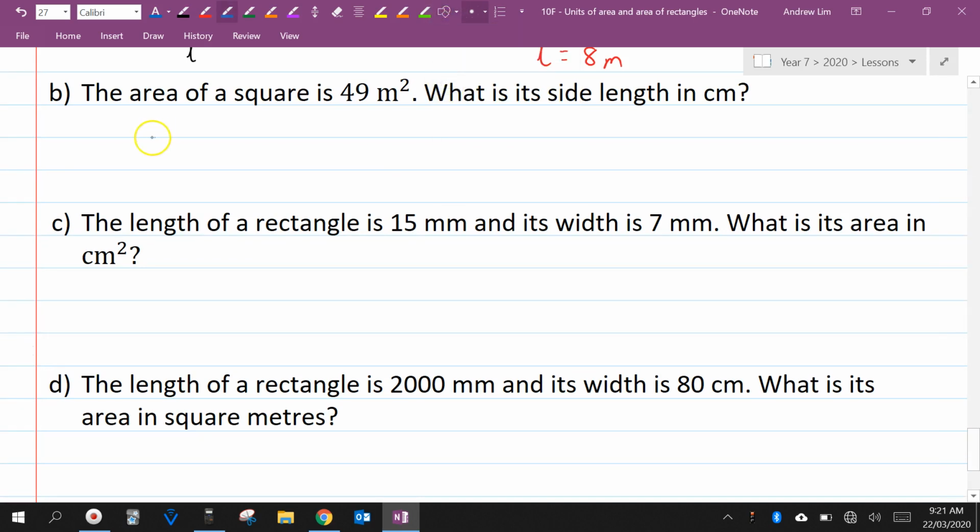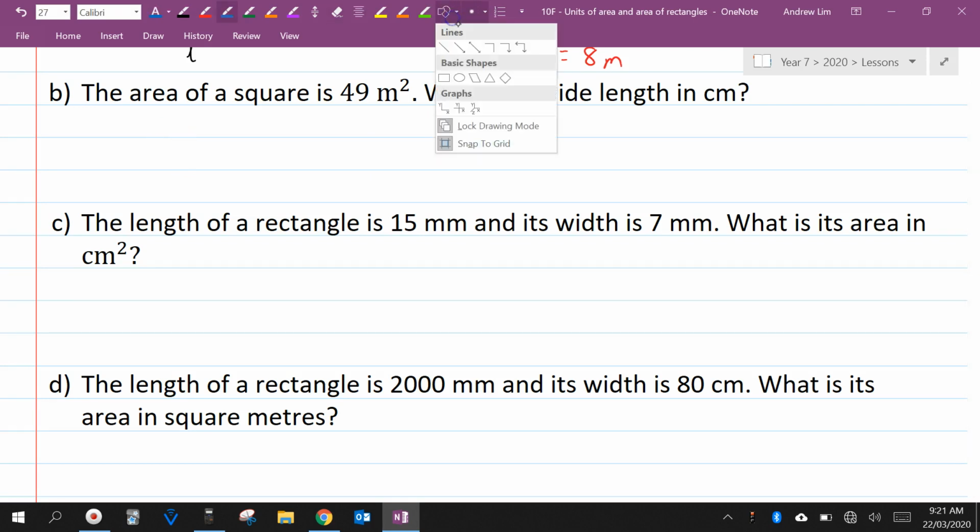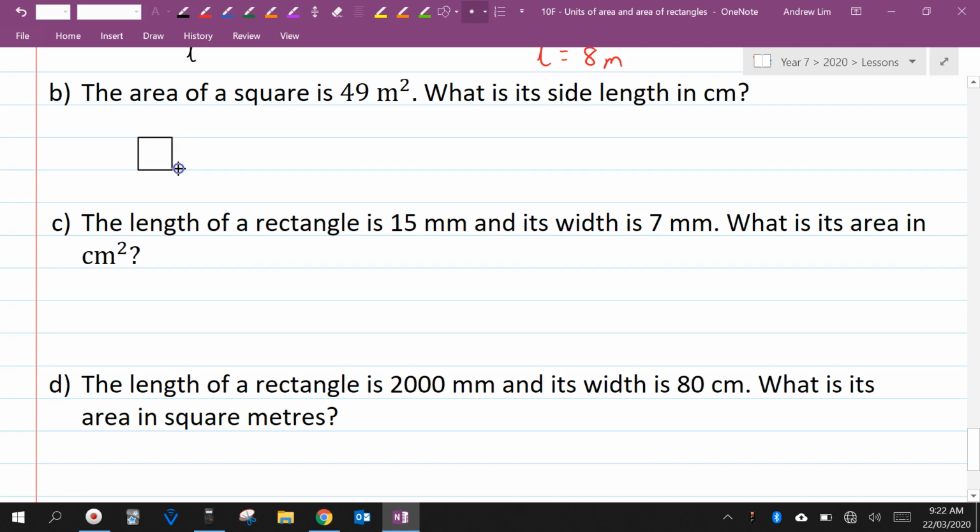Okay, so question B. If we have a square, the area is 49 square meters. What is its side length? So we know that all sides are the same length. Actually, we'll call it S for side. Well, some number times itself is equal to 49. So the side length has to equal 7 meters. Because this is a length, the length of the side is just 7 meters. Do not write 7 square meters. Right? It's a length, it's not an area.